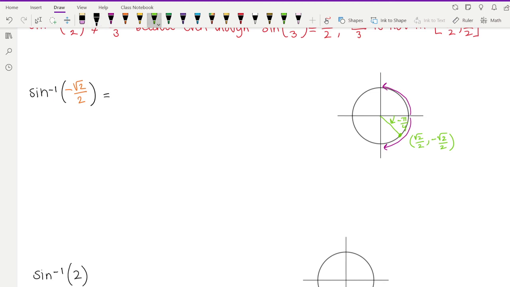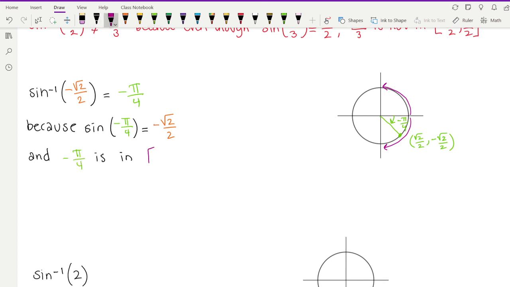I'll write that down because I think this is an example where it's really easy to think that it could be a different way. So inverse sine of negative root 2 over 2 is equal to negative pi over 4. The reason for that, again, is because, first of all, sine of negative pi over 4 is equal to negative root 2 over 2. So that checks that box. And the other thing we're looking for is that our angle, negative pi over 4, is in the interval from negative pi over 2 to pi over 2. Negative pi over 4 is in between negative pi over 2 and pi over 2.